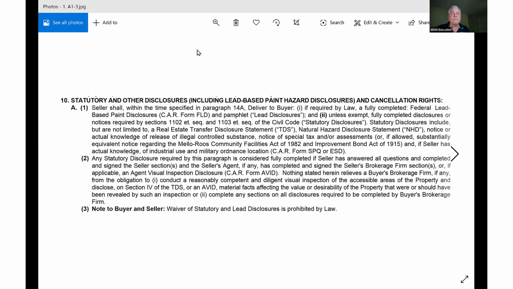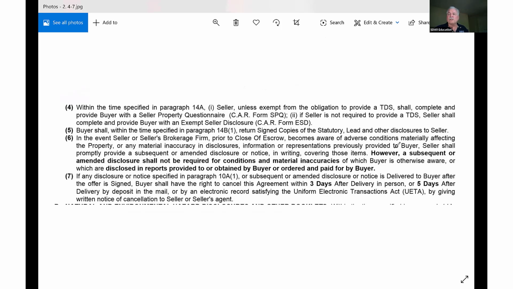Okay. So paragraph number 4 now. So I'm under 10A4. And in this one, within the time specified in paragraph 14A, seller, unless exempt from the obligation to provide a TDS, and remember, if exempt from a TDS, then they have to fill out the ESD, the exempt seller disclosure, shall complete and provide buyer with a seller property questionnaire addendum. There it is. If the seller is not required to provide a TDS, seller shall complete and provide the buyer with an ESD, or an exempt seller disclosure.